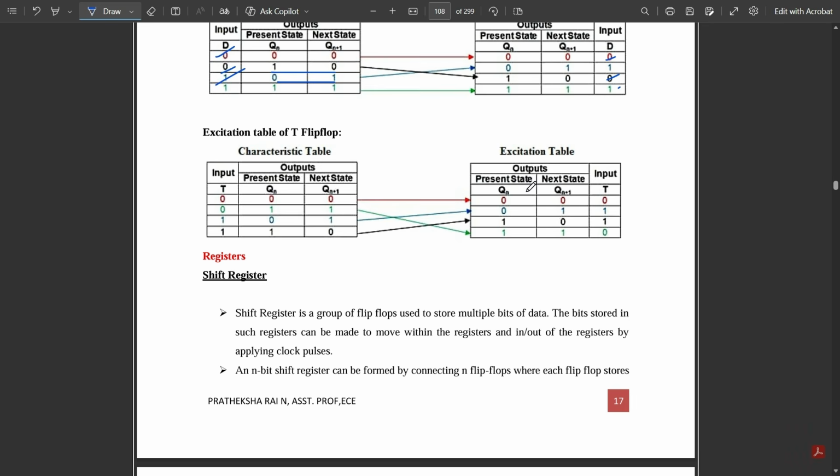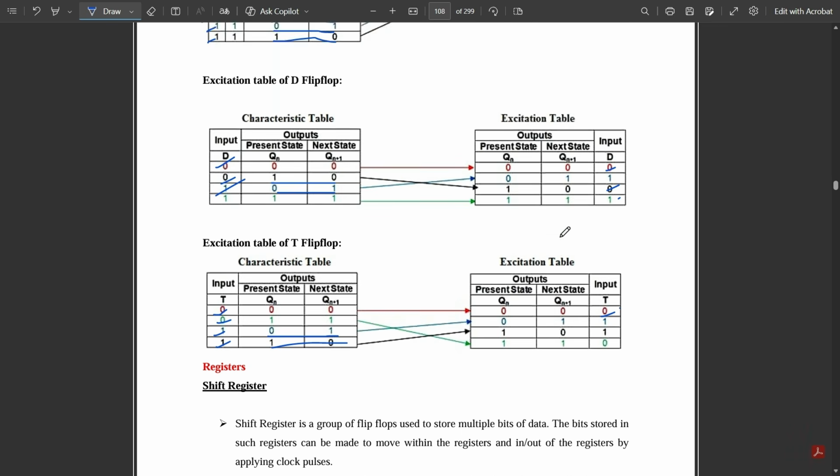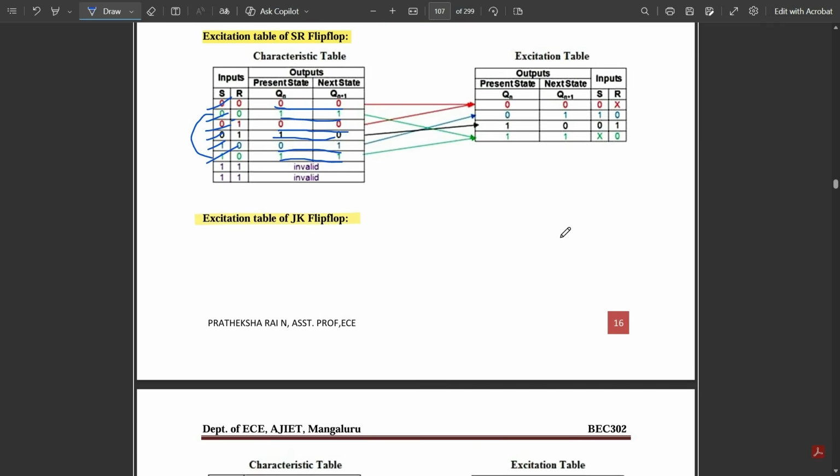And for the T flip flop the same way. When it is 0 0, the input provided is 0, and for 0 1 it is 1, for 1 0 it is 1, and for 1 1 it is 0. Like this the excitation table is built for a T flip flop. So hope this is clear how the excitation tables are built for each flip flop.